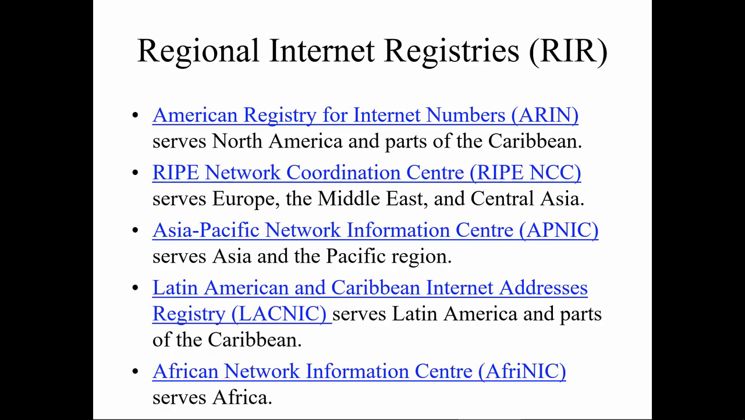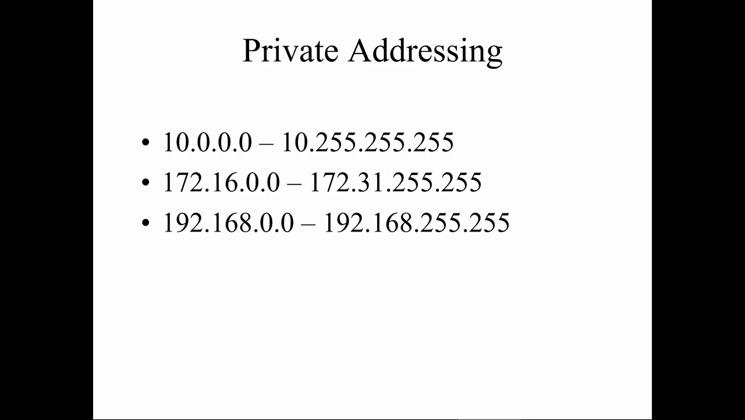But what are some private addresses? Private addresses, assuming we're using a classful network, is any address between 10.0.0.0 through 10.255.255.255. That's a Class A network, and anything in that 10 range is set aside for private use. In the Class B range, anything in 172.16.0.0 through 172.31.255.255, those are all private addresses set aside in the Class B range.